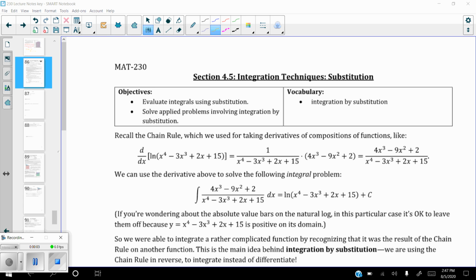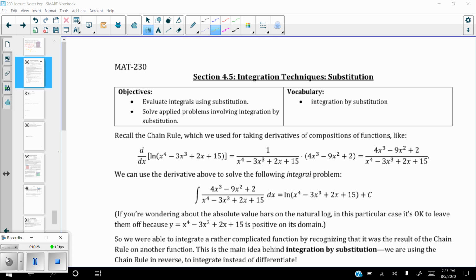All right, this is section 4.5, integration techniques, specifically substitution. This is the last section in chapter 4 that we're going to cover. Our objectives are to evaluate integrals using substitution and to solve applied problems involving integration by substitution. And the vocabulary is integration by substitution. You kind of get the idea that that is the main idea of this whole topic.